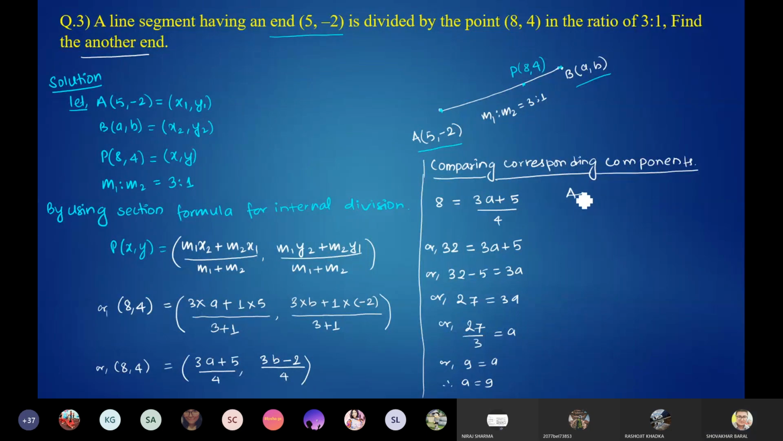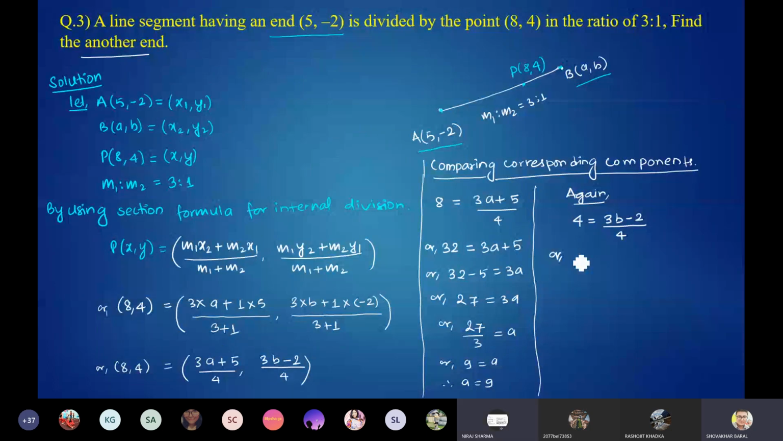Again, let's compare. You can write just below this line if you are writing in your copy. Again, we need to compare the second component. It is 4 equals 3b minus 2 divided by 4. Please let me know if you are facing any problem understanding it.